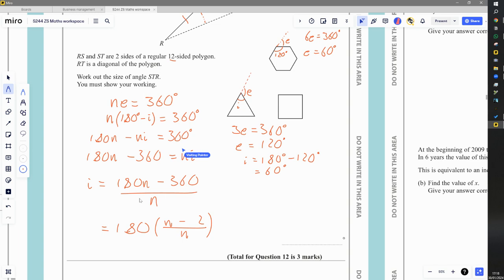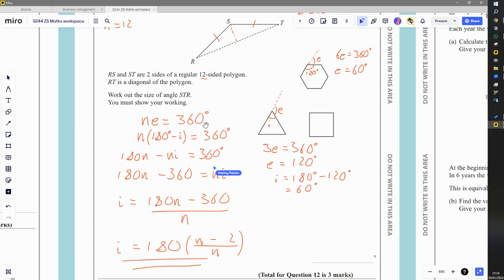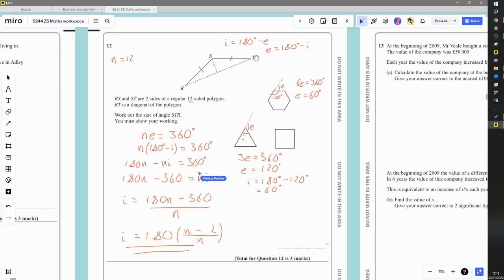We could leave it like that, to be honest, or we could split this up. Actually, that's too confusing. Let's leave it like that. Okay, that's fine. So this is another way of working out the interior angle. I'm not sure if that's the official formula, but we could use that. Or we could just work out the exterior angle and work it out from there. So now we've got a formula for the interior angle. You can go either route to work out what this angle here would be.